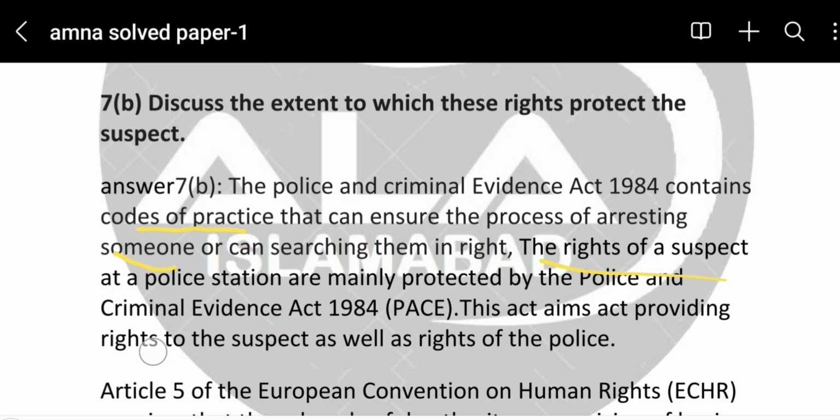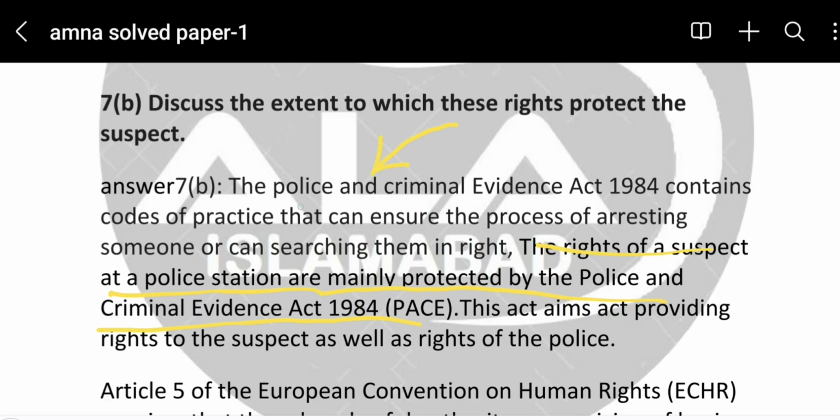So basically, in the start, you have to write the act name, the Police and Criminal Evidence Act. In short, it's called PACE. You have to tell about this act in the start, that this act protects the rights of the suspect who has been arrested, or the person who got recently arrested. So they get the rights from this act. Furthermore, you have to say that the rights of a suspect at a police station are mainly protected by the Police and Criminal Evidence Act 1984.